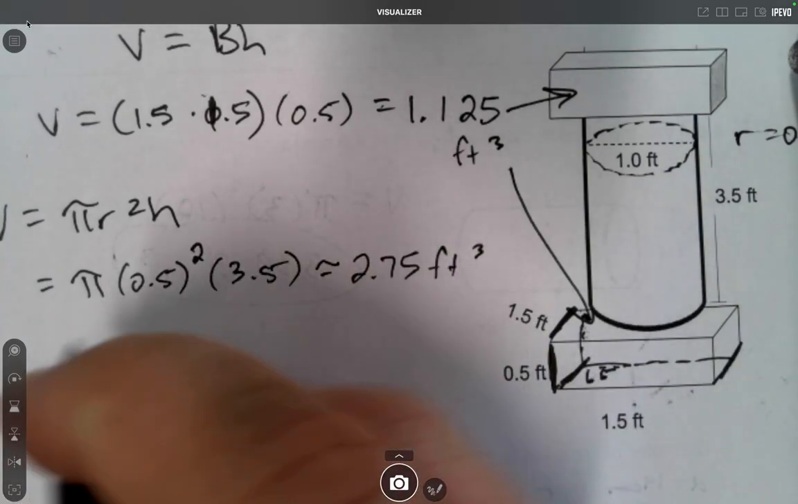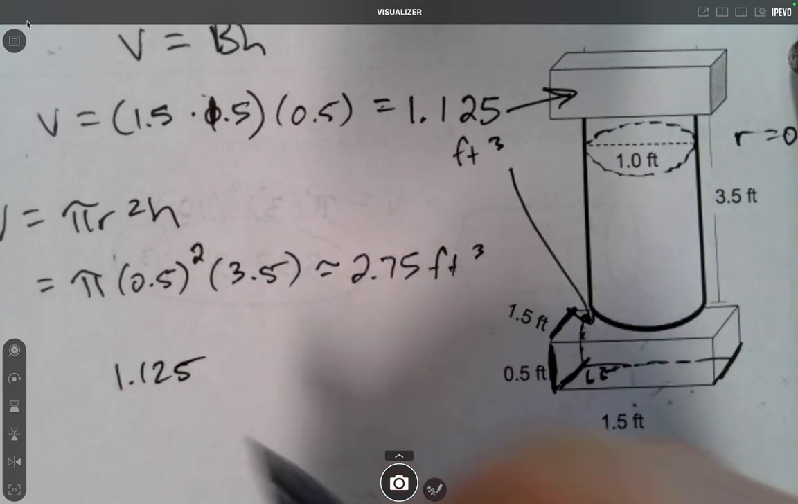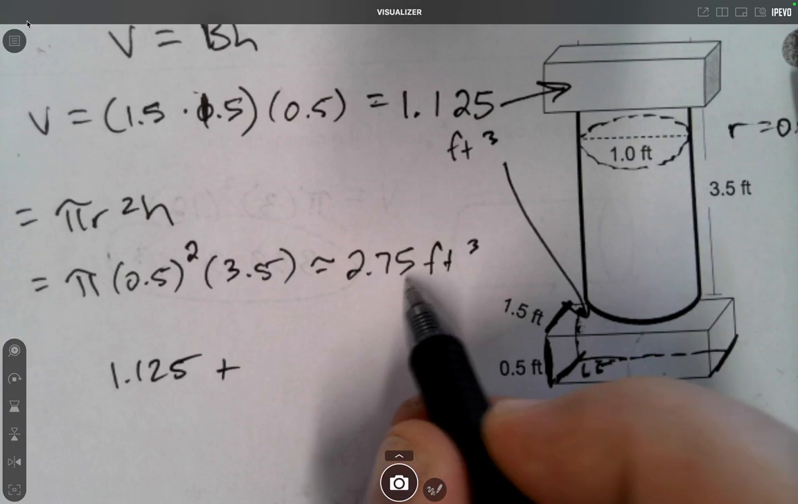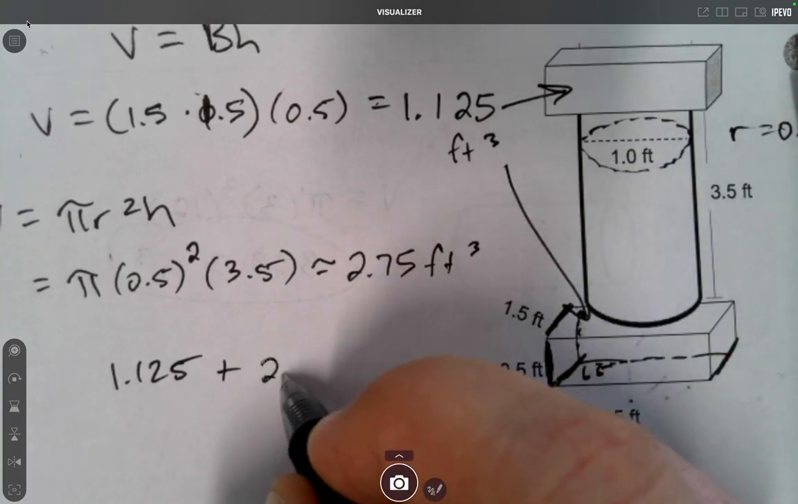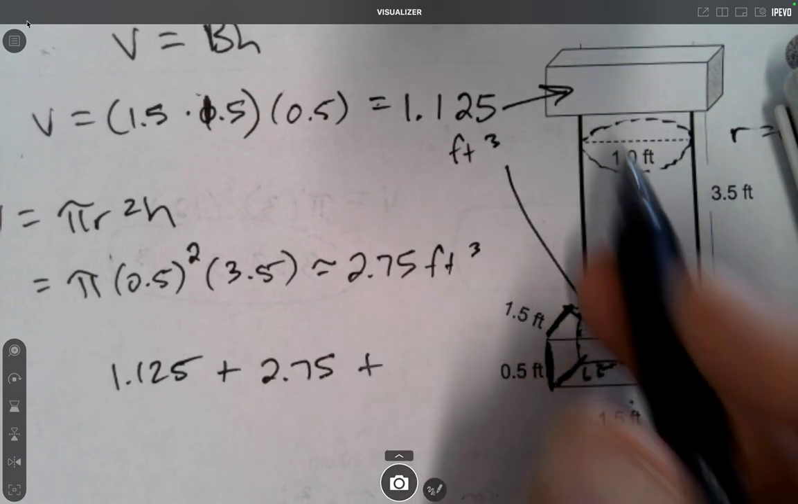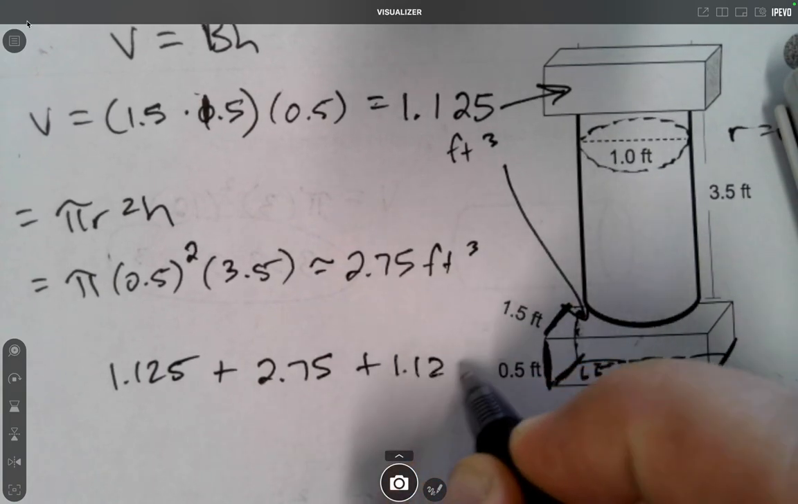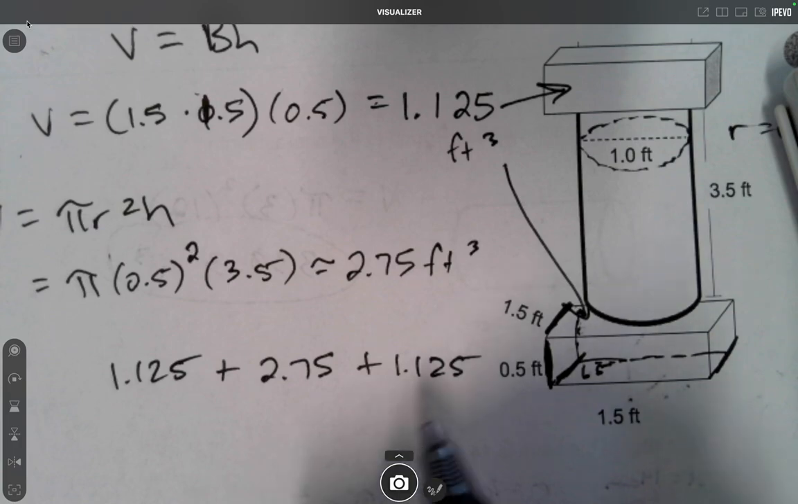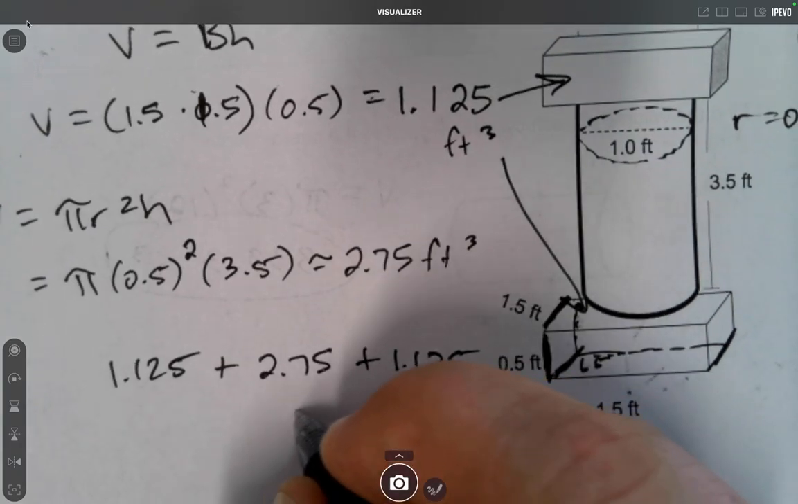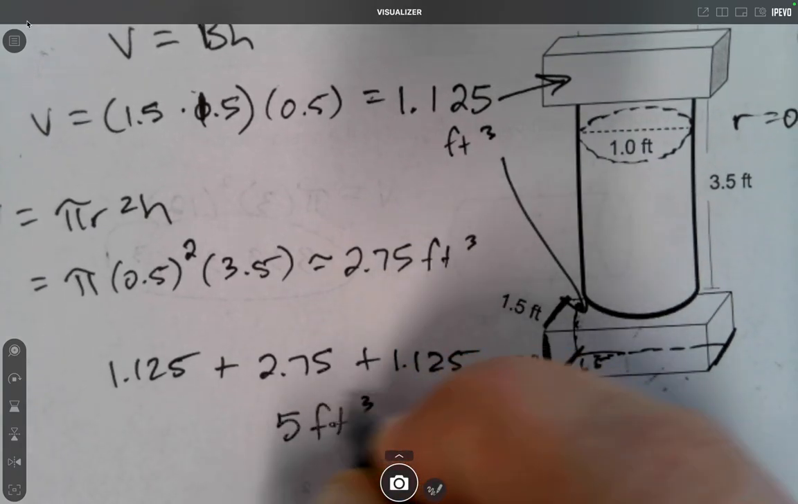So we have to add 1.125, because that's that one, plus the column, which is 2.75, plus we have another base. So these two are the same, but that means we have to include them twice because there's two of them. So we add those three together, and our final answer will be 5 cubic feet.